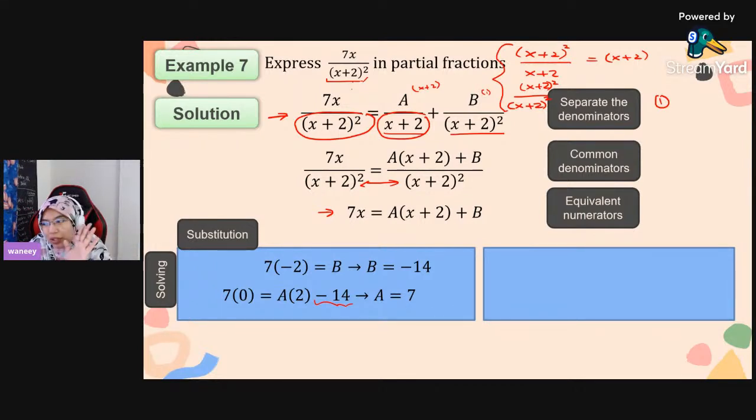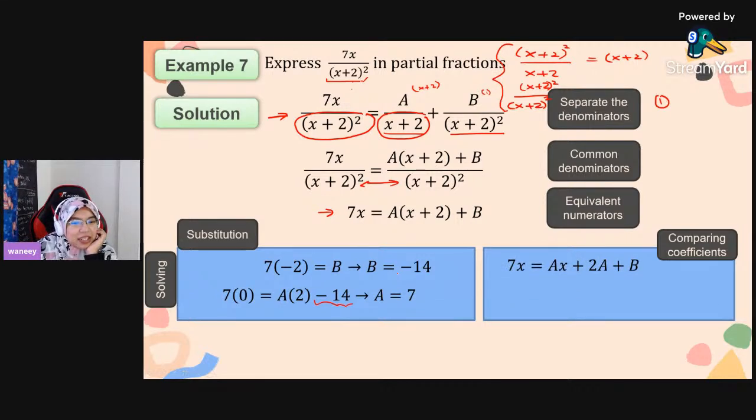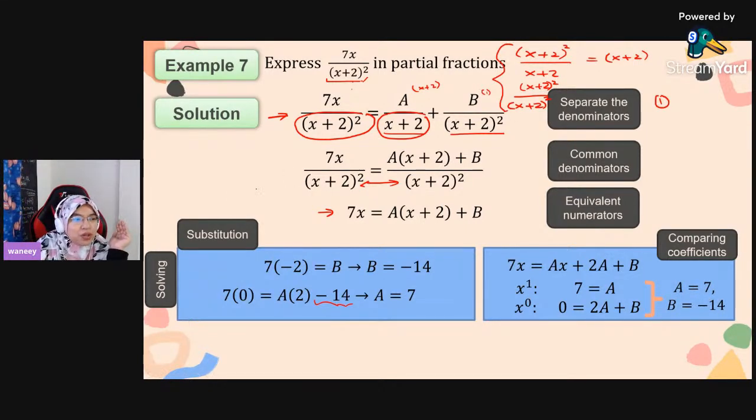Or you might want to use another method, which is called comparing coefficients. How to compare the coefficients? 7x is actually ax + 2a + b. When you compare coefficients, you should be able to see that 7 is equal to a. So we compare the coefficient of x. When you compare the constants, 0 is equal to 2a + b, which means A is 7, B is -14. For this solving part, you can choose either one, substitution or comparing coefficients. Choose either one. Don't do both, it is a waste of time to check.